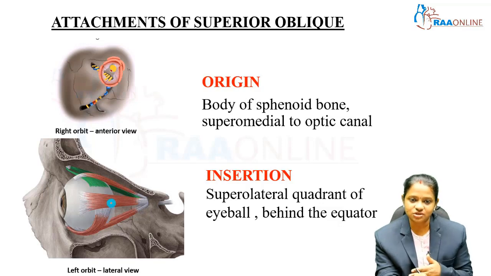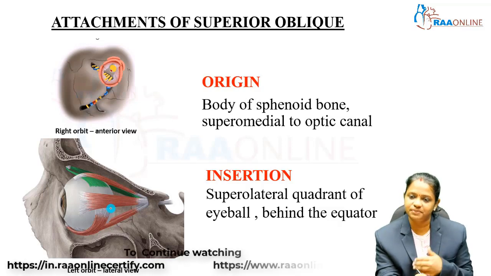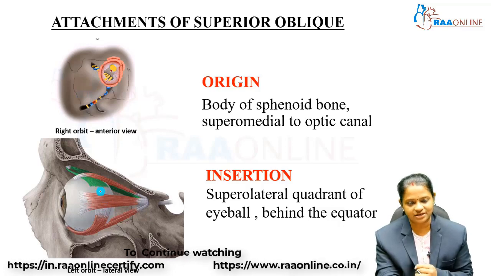So recti muscles are inserted anterior to the equator, in front of the equator, whereas the oblique muscles are inserted behind the equator. Superior oblique is inserted to the suprolateral quadrant of the eyeball behind the equator.